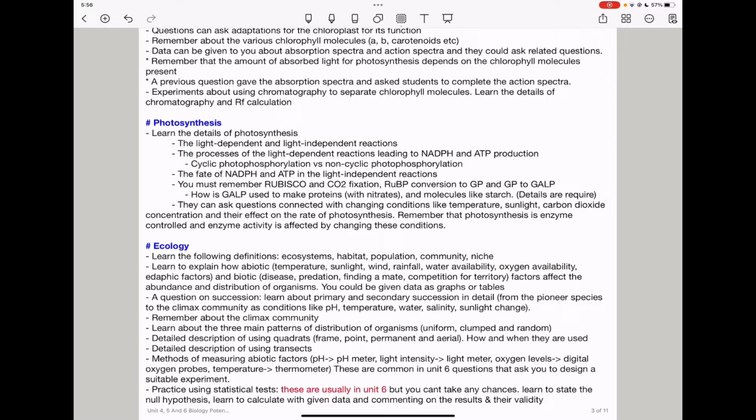About the statistical tests, these are rare in Unit 4. However, I recommend you do not leave any stone unturned. Please revisit every part. I know this is common in Unit 6, but do not take any chances. Learn to state the null hypothesis and to calculate the statistical tests using these equations. You need to learn to comment on the validity of the data using error bars or any calculations that you have carried out. I recommend you do that.